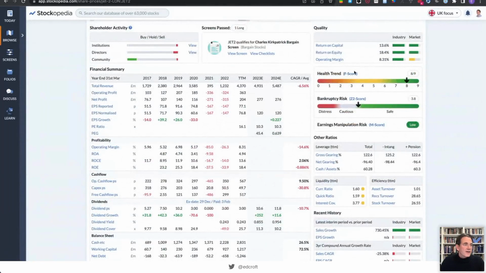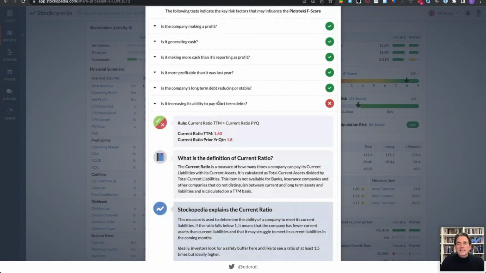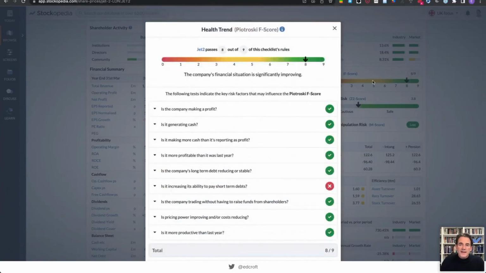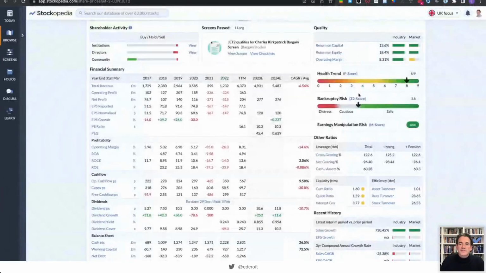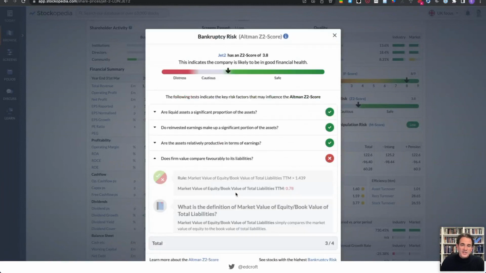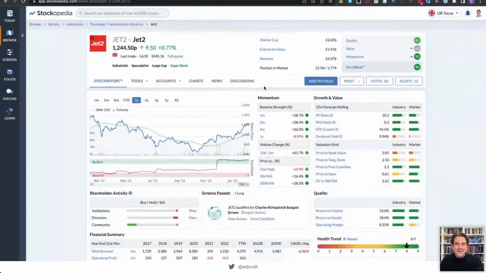Now, if you look here on these red flags, if I click on it, you can see I get the breakdown of the Piotroski F-score. This shows you in plain English all the tests that are done to come up with that score. That's really great. I can see why it's not going to 9: it's not increasing its ability to pay short-term debts. You get the help text, the definition, and so on. We do the same thing for the cooking the books score, or earnings manipulation score, and also for the Z-score. You can have a little look into the risk factors that might be bringing it down. Often people don't know about that, and I think it's really cool.